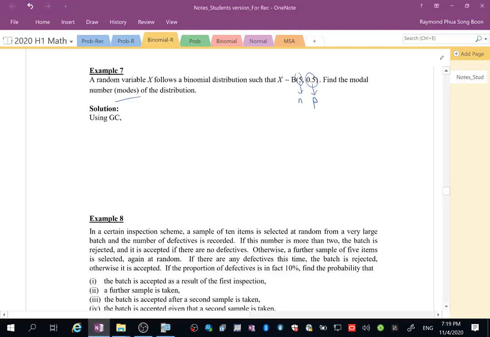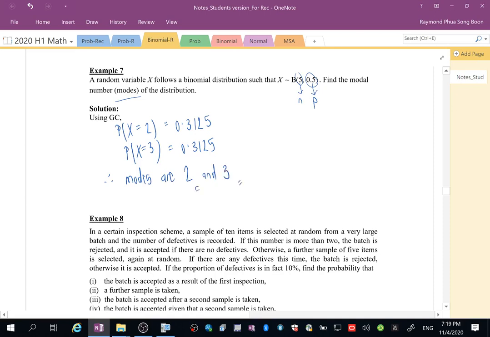In this case, you will just write down using GC. Since there are two different values of x with the same highest probability, you can just write down these two probability values. After you use the GC table, we realize that the probability at x equals 2 is 0.3125 and the probability at x equals 3 is also 0.3125. So therefore the modes are 2 and 3.